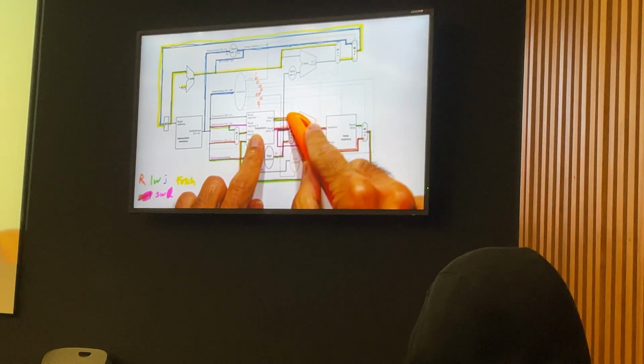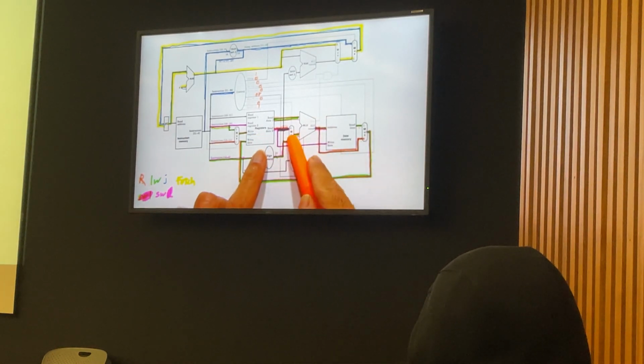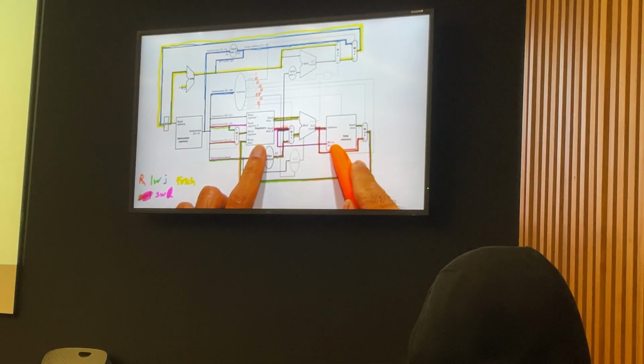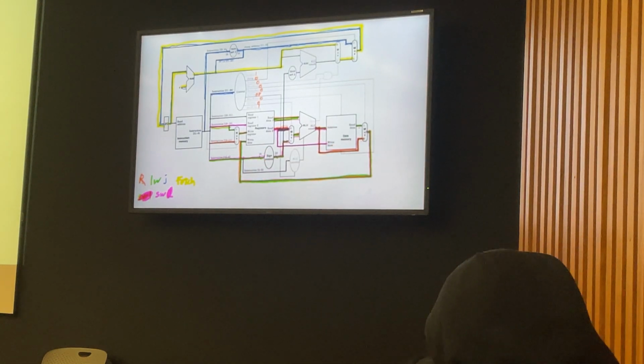We're always reading the register file. The ALU will just ignore it. This mux will just ignore it. This memory will just ignore it if it's not controlled appropriately. Okay, so that's pretty cool.